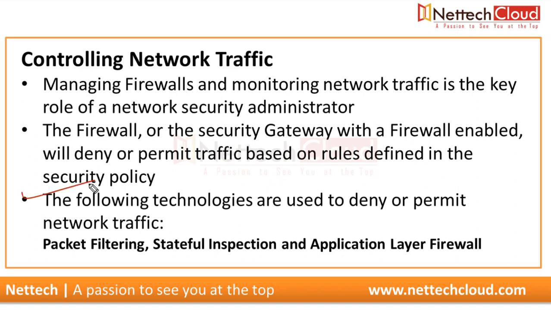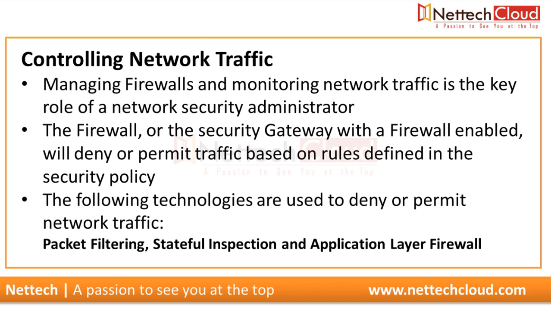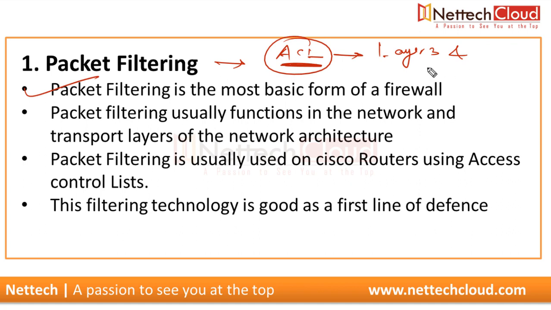The following technologies are used to deny or permit network traffic. Let's understand packet filtering, stateful inspection, and application layer firewall. First, packet filtering. Packet filtering is the most basic form of firewall. The best example is a router ACL, access control list, which operates up to layer 3 and layer 4 of the OSI model.